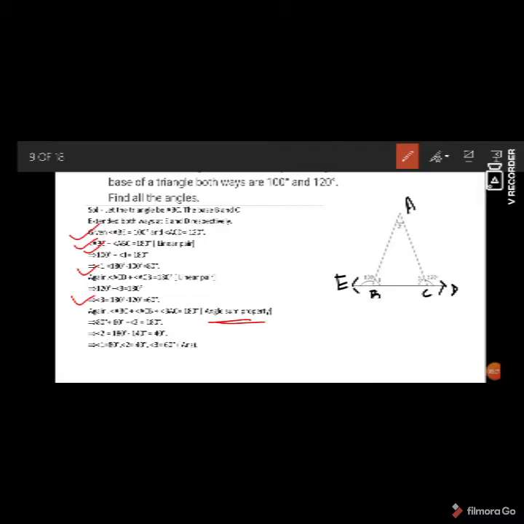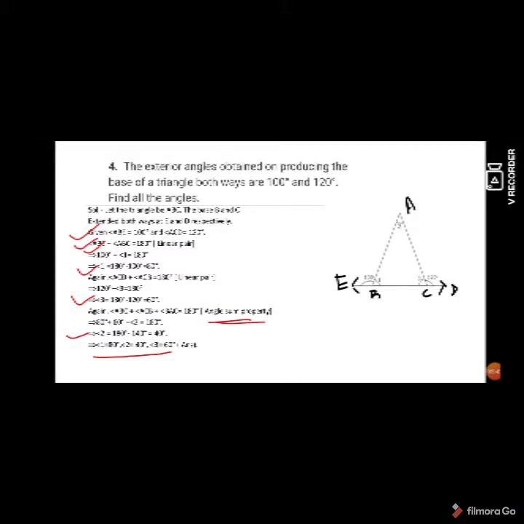We are substituting all the values and we get angle 2 as 40 degree. So angle 1 is 80, angle 2 is 40 and angle 3 is 60 degree. So all the angles of the triangle are achieved.